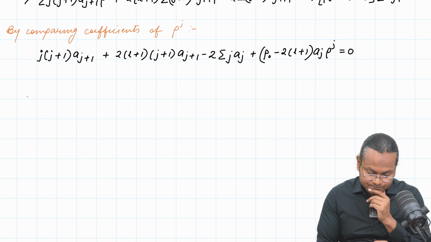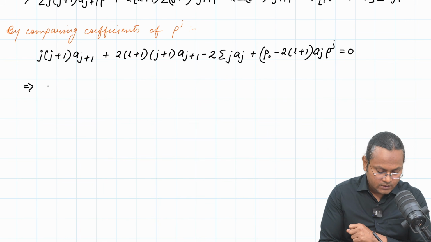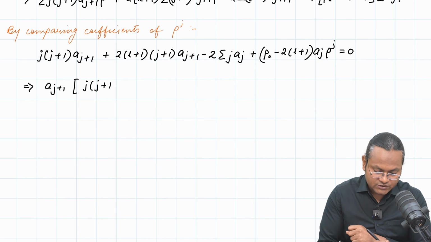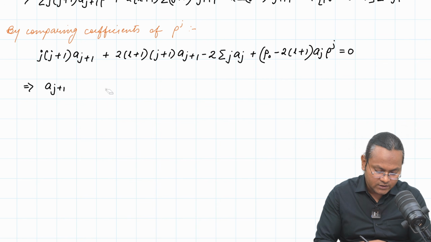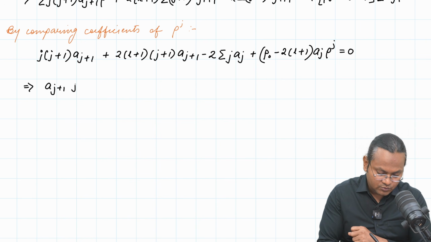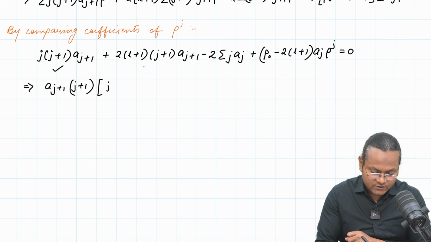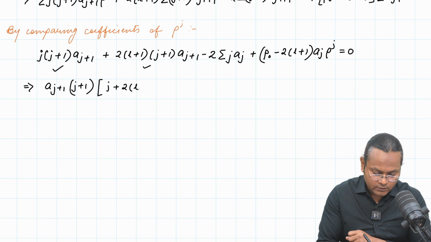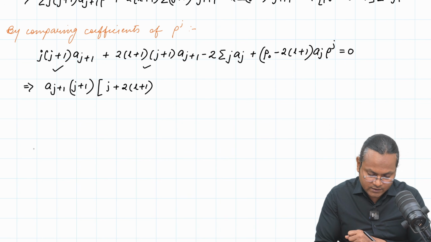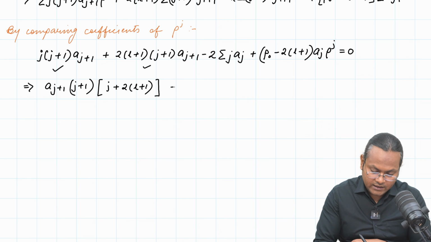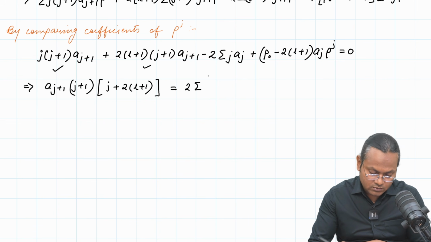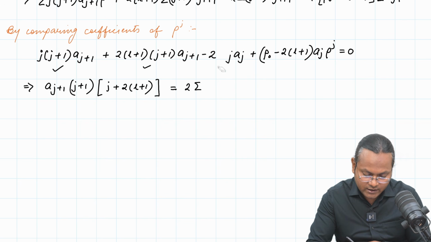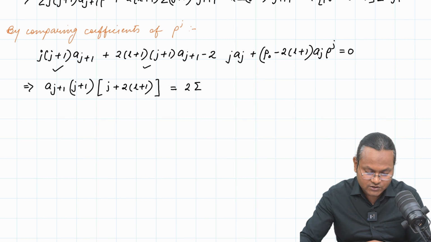So what can we do further? I can take, let's suppose, a_(j+1) common. This will give us a_(j+1) times (j+1) common, which gives j from the first term. From the second term, I'll have plus 2l plus 1, right? And that's it. And on the right hand side, I should get something like 2 summation. No, I don't need the summation here. Sorry, why did I write the summation? There need not be the summation at this point, right? Because we are comparing the coefficients.